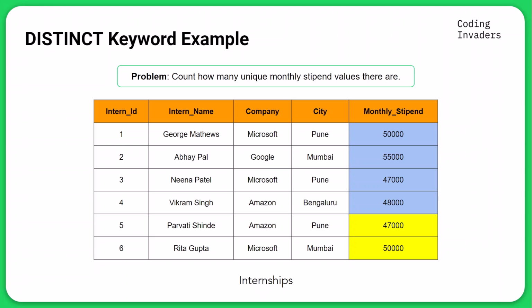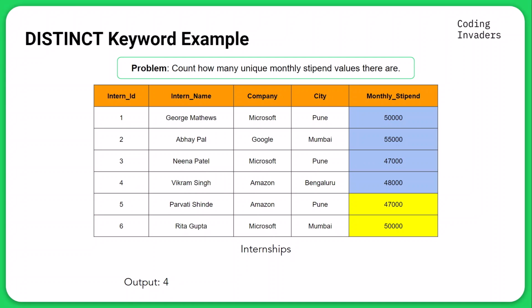Then 55,000, it is not repeated. 47,000, it is repeated, but I will get it only once, and 48,000. So the last two values, 47,000 and 50,000, since they are repetitive, are marked in yellow, which won't be considered. So in your output, you will get only the highlighted values, which are blue in color. Hence, our answer to the problem is 4.